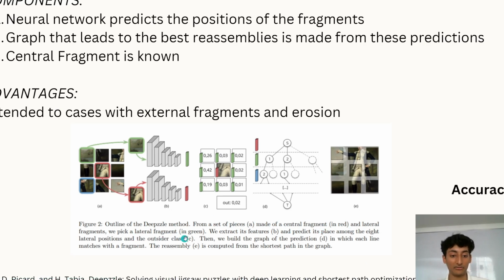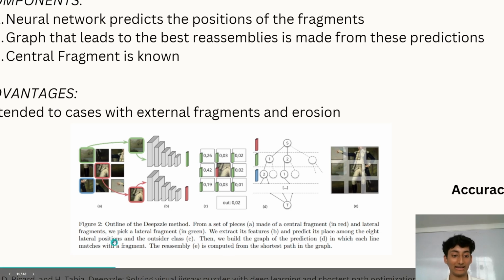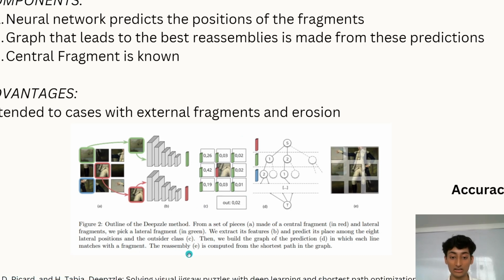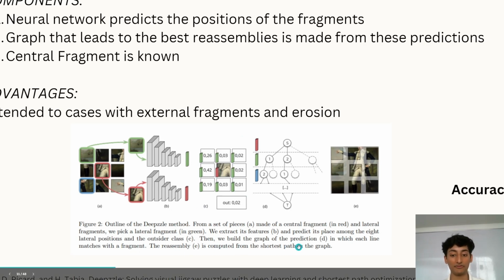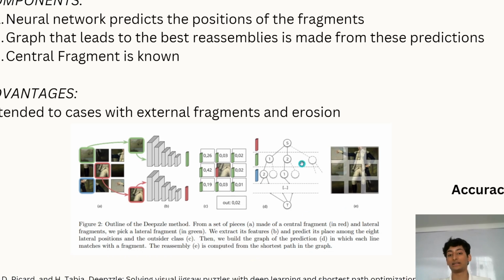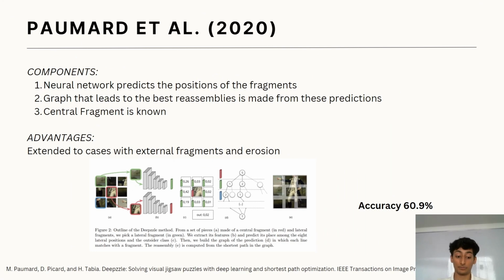We pick a lateral fragment, which is any fragment apart from the center fragment. We extract its features and predict its place among the 8 lateral positions and the outside class. So you have the 8 lateral positions remaining when you have the central class. Then they build a graph for prediction in which each line matches with a fragment. The reassembly is computed from the shortest path in the graph. So this is how they try to solve this puzzle task.